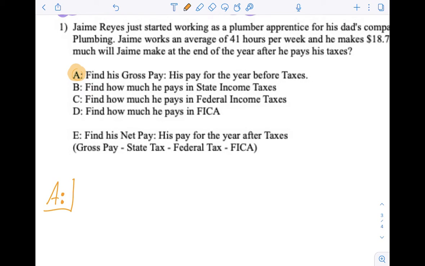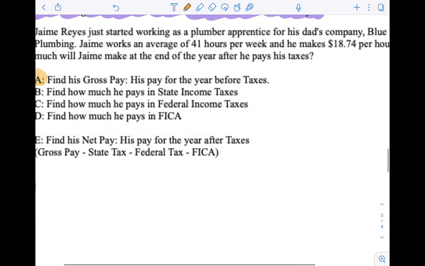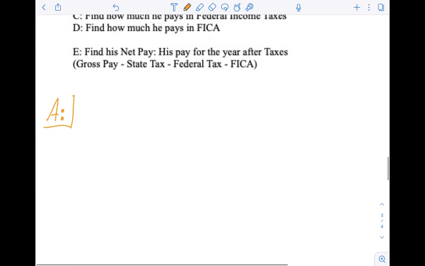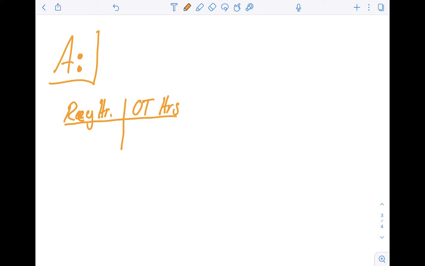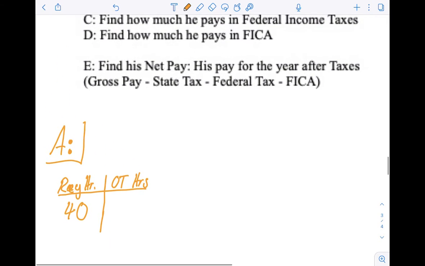So we know he works 41 hours a week, and he makes $18.74 per hour. So 41 hours a week, that means he worked regular hours and he worked overtime hours. It's supposed to be an E, by the way. Right? So his regular hours were 40. Right? 40 hours are regular hours. That's a regular working week.